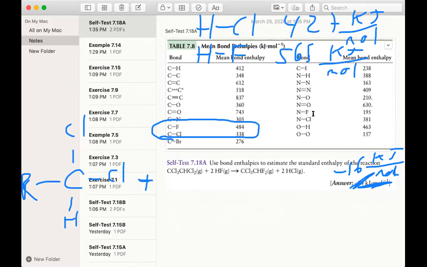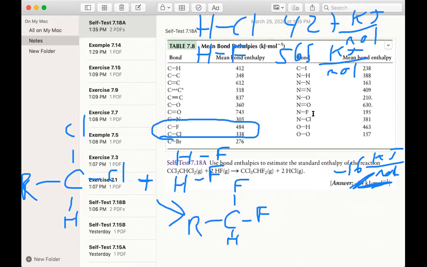Plus 2HF, right? Which just means I'll just draw them out. So H bond F, H bond F. And what's that making? Okay, that's going to make C bonded to F, bonded to F, bonded to H, bonded to, again, the rest of the molecule. And then you've got another HCl, another HCl, right? So two of these bonds are forming.